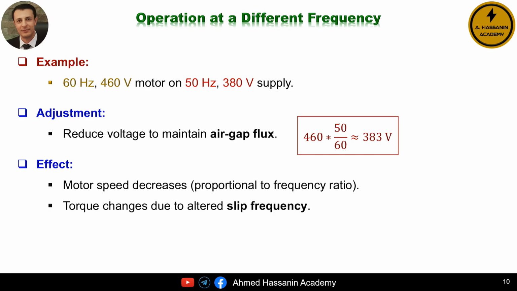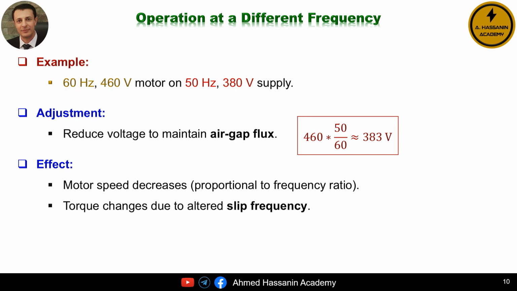To adjust the voltage for the frequency change, we multiply the rated voltage, 460 volts, by the ratio of the new frequency to the original frequency. That's 50 divided by 60. Doing the math, 460 times 50 over 60 gives us roughly 383 volts. This adjustment helps prevent the motor from saturating and overheating. But even with this correction, the motor will rotate at a slower speed, about 5/6 of its rated speed, so the output power drops.